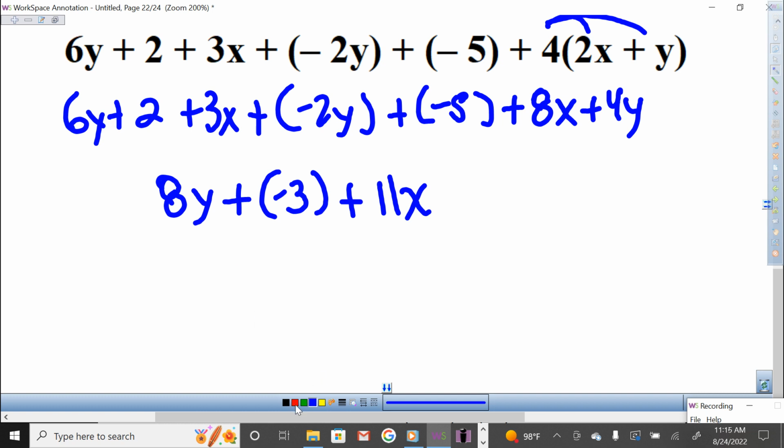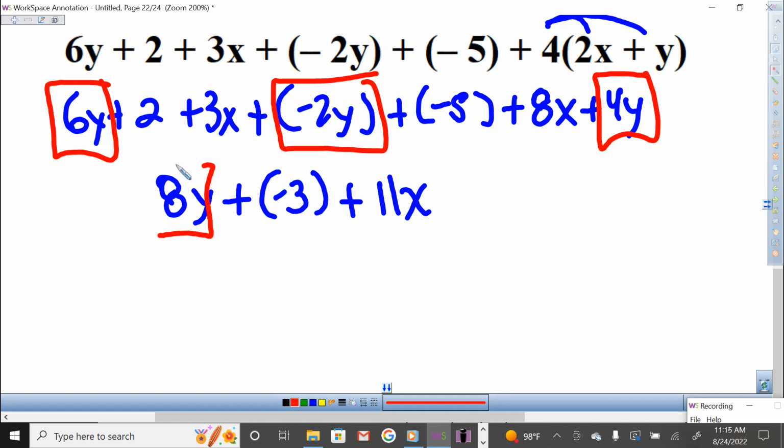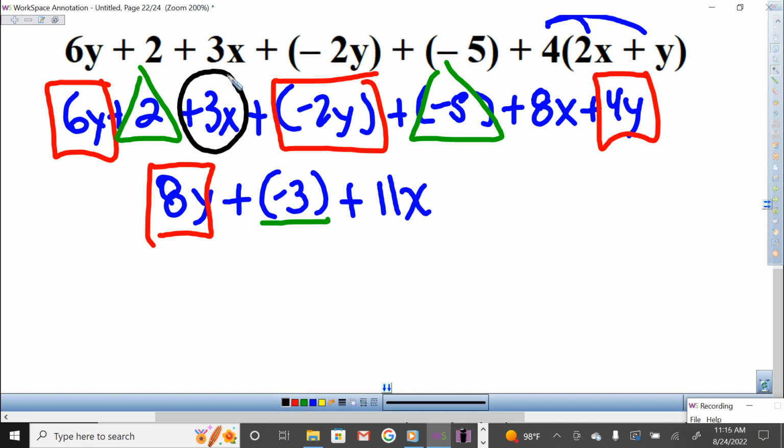I'm going to go one step at a time. Here you go. Start with the y's. 6y and 4y, that's what? 10y minus 2y. There it is, 8y. Next, let's go with just the integers. 2 minus 5. 2 of these cancel 2 of these, and that leaves us with -3. And last but not least, 3x plus 8x give us 11x.